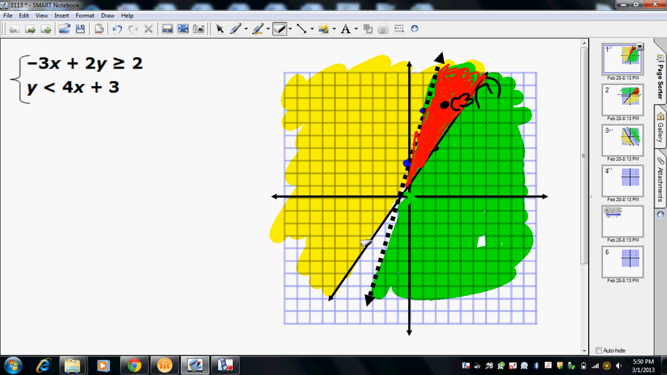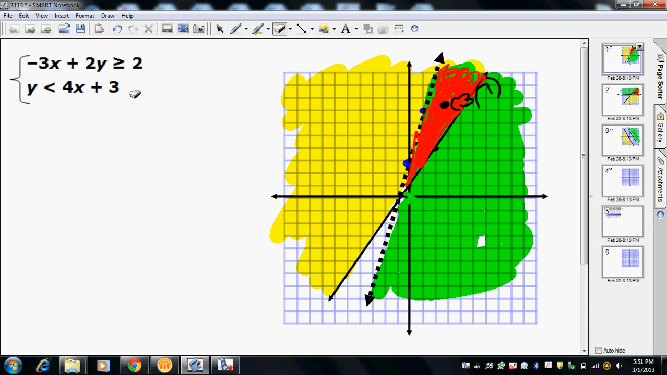So over here, this solid line, and the reason it's solid is because of this greater than or equal to part. So I graphed it the same way that I would graph an equation, but because it's an inequality, I have to shade because there's more than one solution. There's not just the line of solutions, there's all these other areas on the coordinate plane that are also solutions. So I shaded that in yellow.